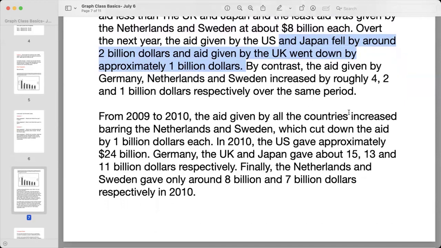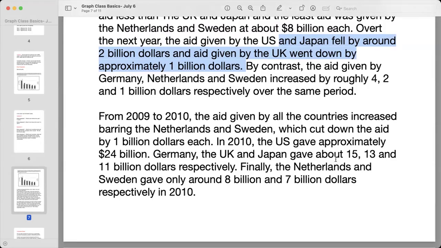The aid given by all the countries increased, barring the Netherlands and Sweden. Barring means except, which cut down the aid by $1 billion each. So I've written: the aid given by all the countries increased, except these two, which cut down their aid by $1 billion each. In 2010, the US gave approximately this much.